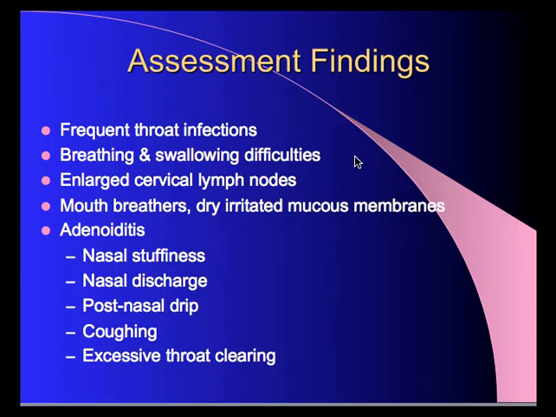Assessment findings would show frequent throat infections, breathing and swallowing difficulties, enlarged cervical lymph nodes. These children would tend to be mouth breathers and have dry, irritated mucous membranes. If they have adenoiditis, they would have nasal stuffiness, nasal discharge, postnasal drip, coughing, and excessive throat clearing.